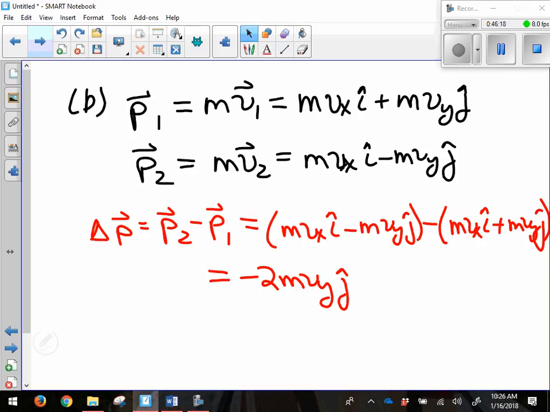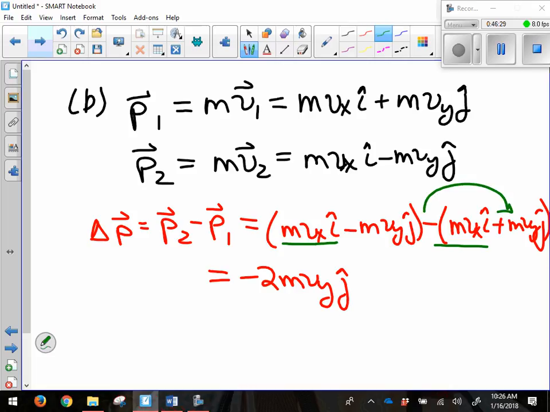Okay. Yep, we're going to have m Vx i minus m Vx i. And remember that this minus sign is going to distribute to the m Vy j and give me two of those.